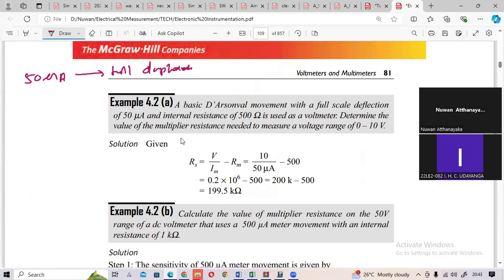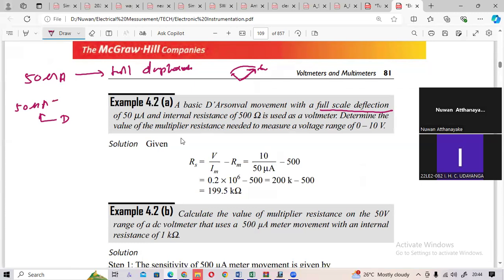Full deflection means, if the diagonal setup is there, this is the minimum deflection and full deflection is here, so the pointer can move up to here. That is the maximum deflection. At the full scale deflection, the current is 50 microampere. That means this is the maximum current that can be measured by the diagonal setup.